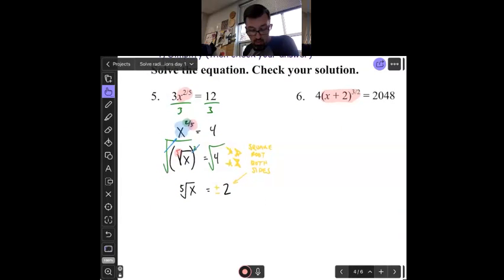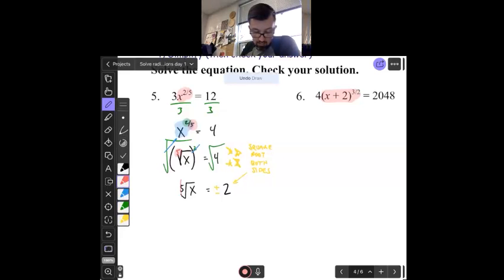So now we're getting closer to x being by itself. Now we have this fifth root, so we're going to raise both sides to the fifth power. So I get rid of a fifth root with a fifth power. And why am I doing that? Because that's going to cancel that, and then I'm left with my x.